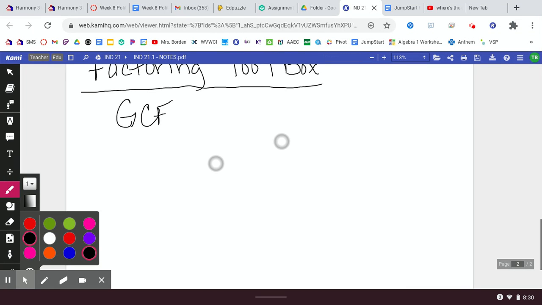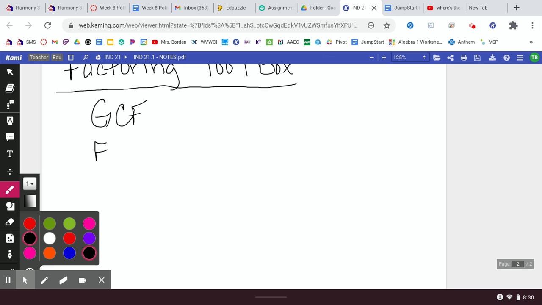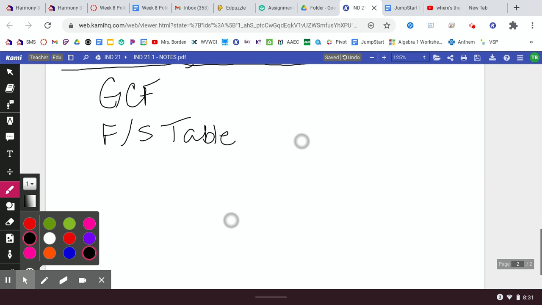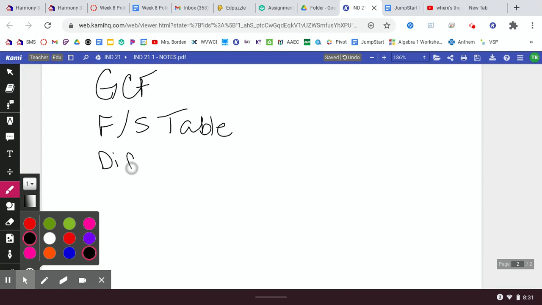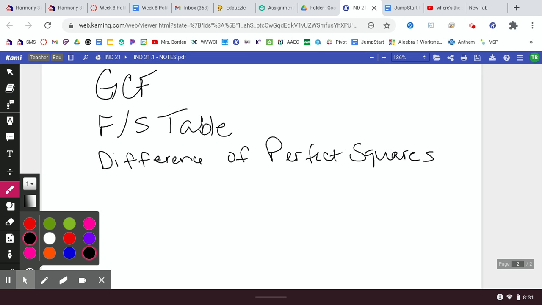Okay. The second thing that we talked about was, of course, the factor sum table, and I'm just going to put FS table. Hopefully by now we've said it enough times. Okay, that's the factor sum table. And then also within the quadratics, we also saw a difference of perfect squares. And I list that separately because you work it separately. That's all right. That's why I teach math. So if you will remember that all of these are in your toolbox, it's going to make completing this indicator 21 a whole lot simpler.